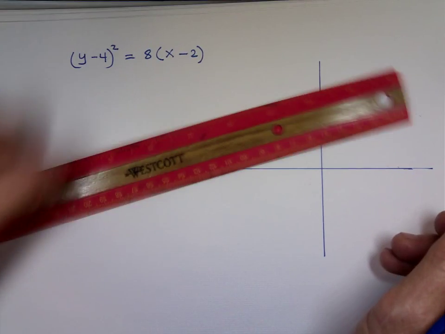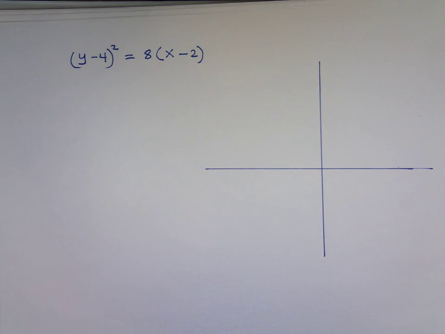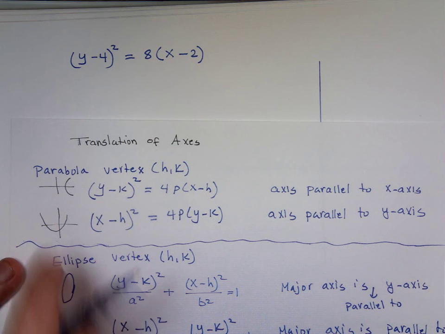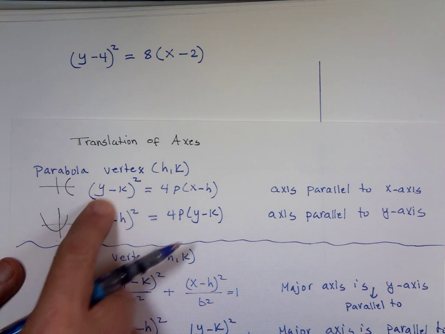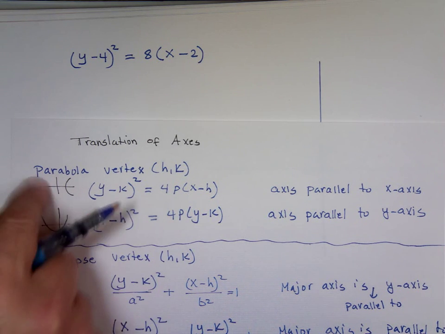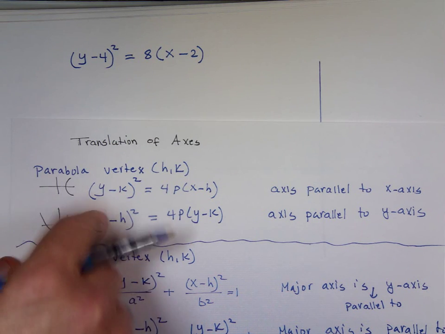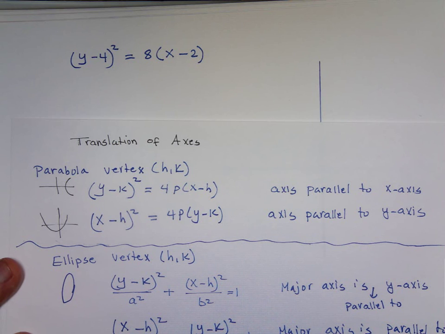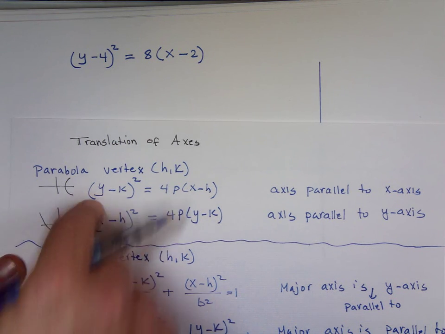So that looks like which format? Let me get my sheet back. Which one's the square? Is it y or x? Y. So it's either going to be left or it's going to be right. It's going to be across the x-axis, like this, or like that. Depends on p. So let me try to compare it to the standard form.